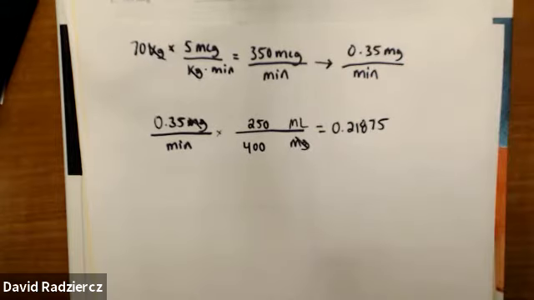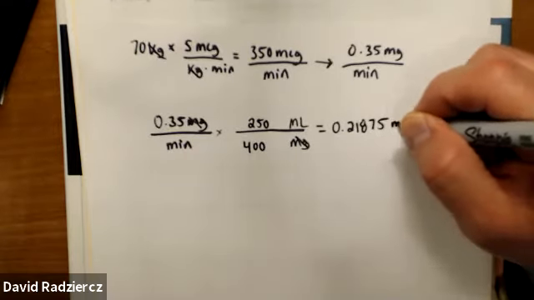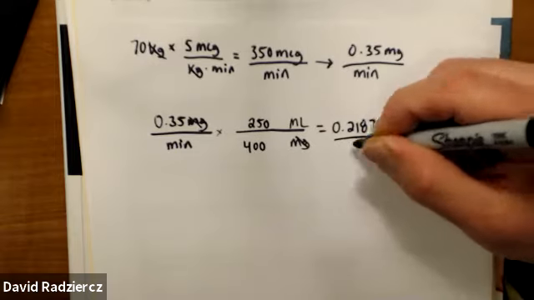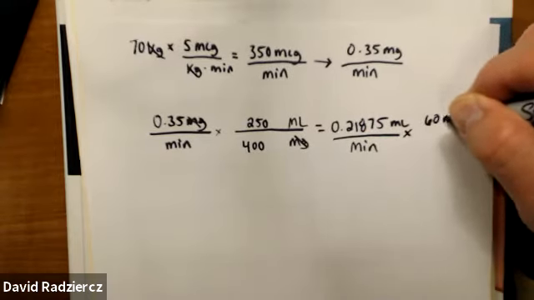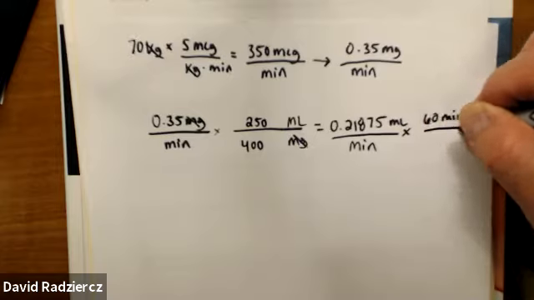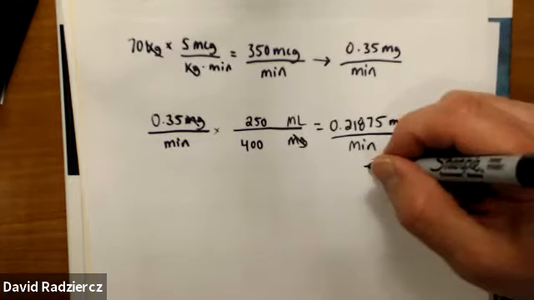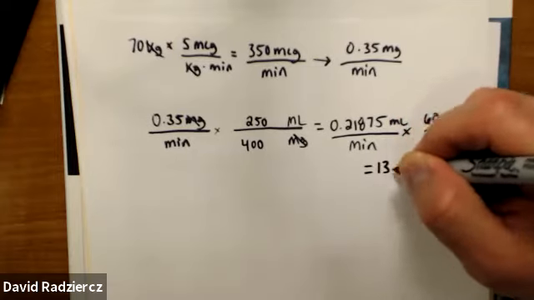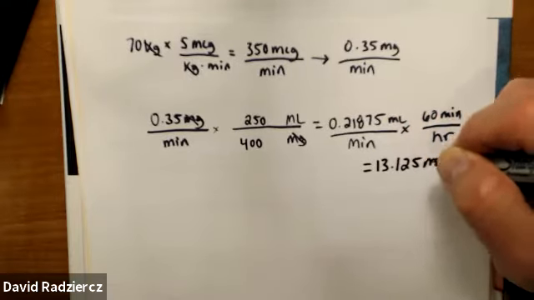And you get 0.21875. Now what I would do is I wouldn't write that all out, but I would just keep it in your calculator. The next thing is that is telling you milliliters per minute. So we just got to multiply by 60 to get it to milliliters per hour. And then you'll get 13.125 milliliters per hour.